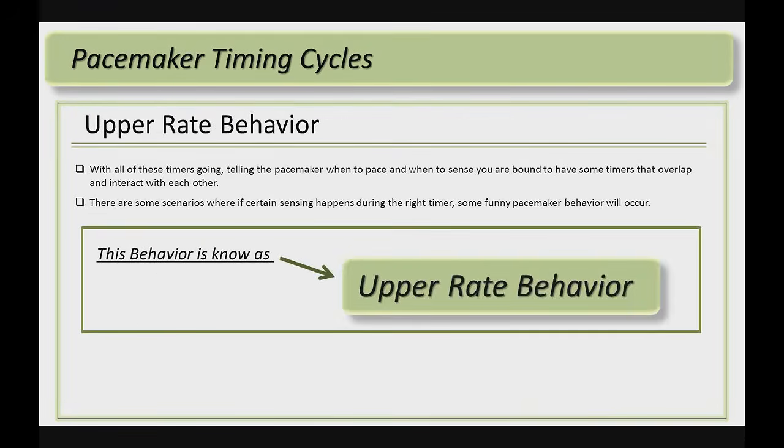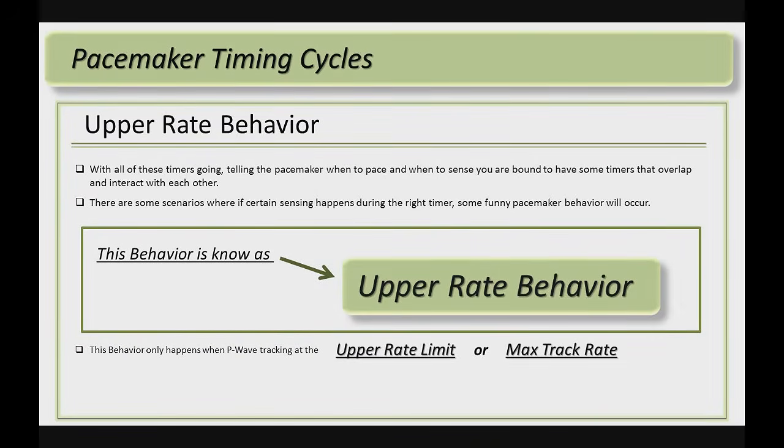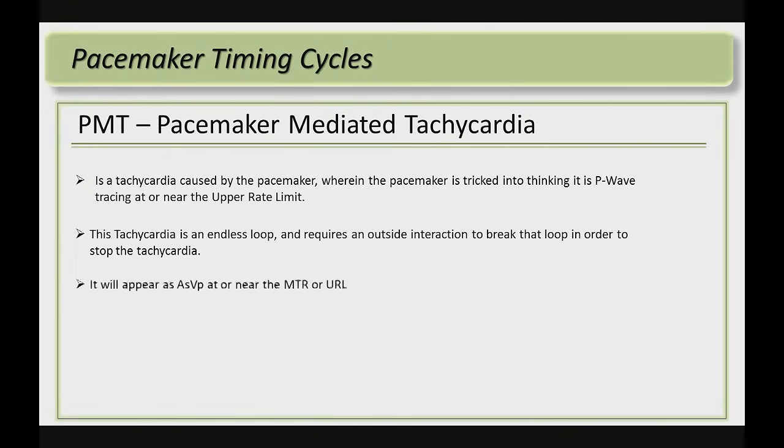Okay, so I need to back up a little bit. Earlier I know I said the upper rate behavior only happened when P wave tracking at the upper rate limit or the max track rate. But when I was talking about PMT, I also said it will appear as a sense V pace at or near the max track rate or upper rate limit. I wanted to be sure that I mentioned there are a few situations where a PMT can occur below the max track rate or the upper rate limit. If the patient has a long enough retrograde conduction time, it's possible that the PMT can occur below the upper rate limit.